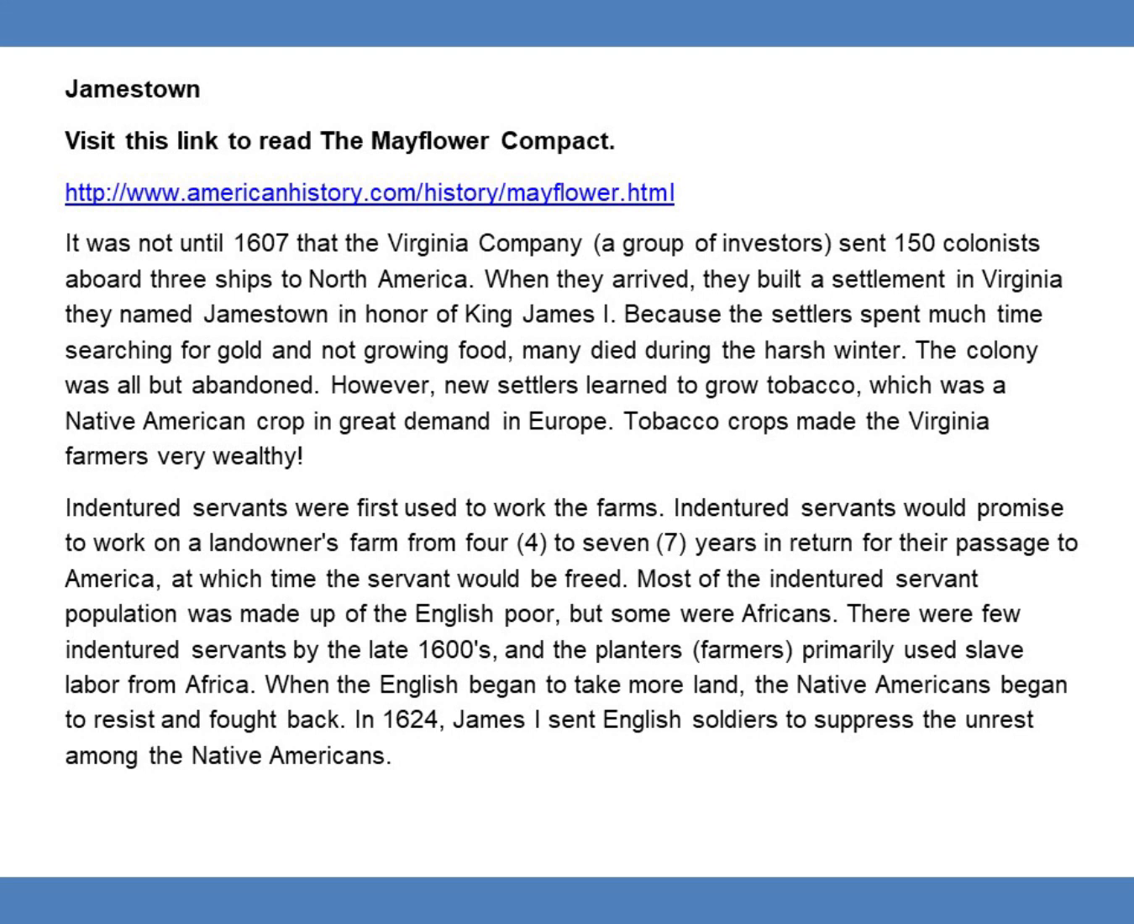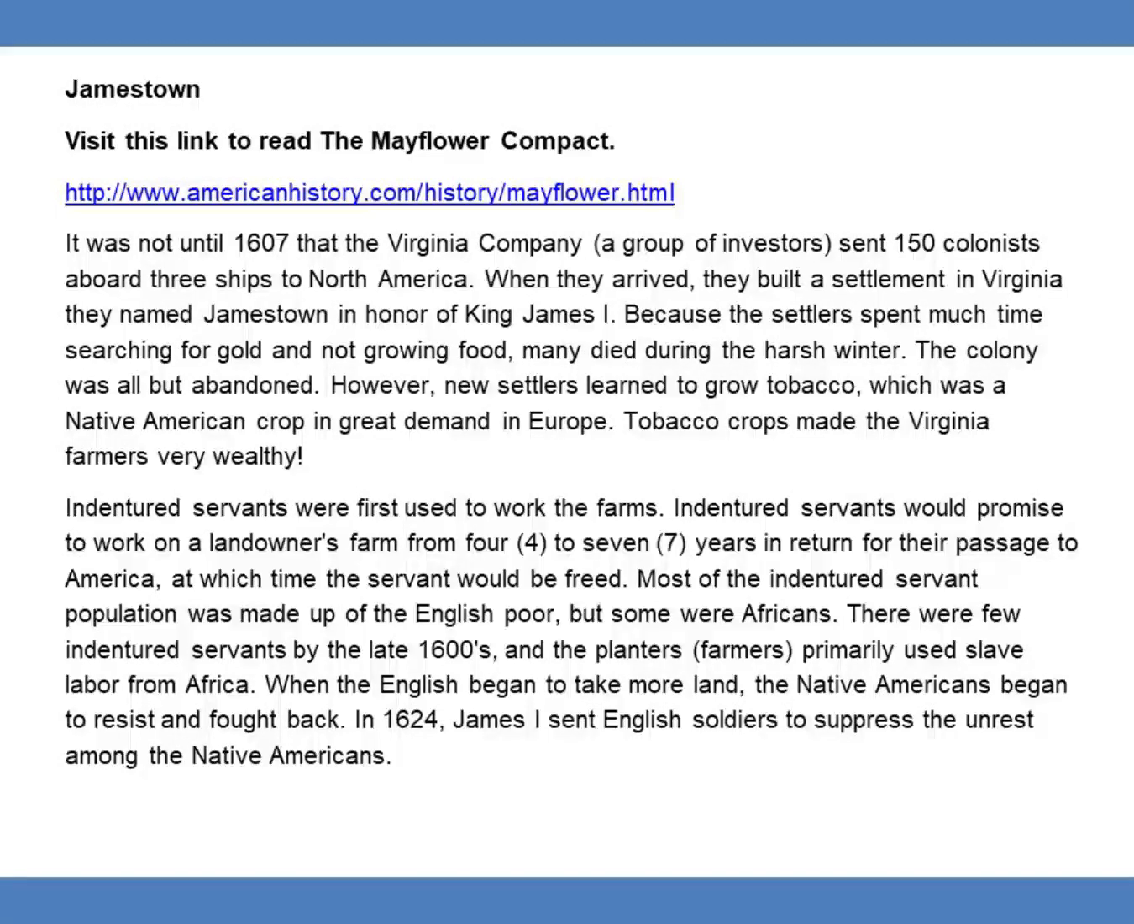However, new settlers learned to grow tobacco, which was a Native American crop in great demand in Europe. Tobacco crops made the Virginia farmers very wealthy. Indentured servants were first used to work the farms. Indentured servants would promise to work on a landowner's farm from 4 to 7 years in return for their passage to America, at which time the servant would be freed.